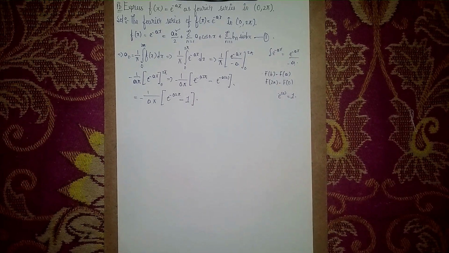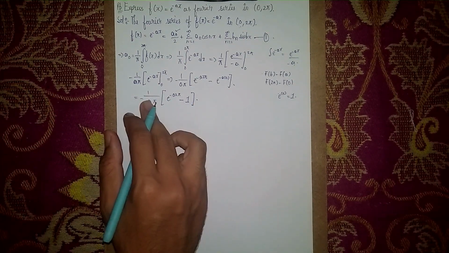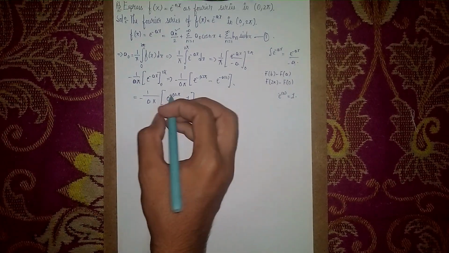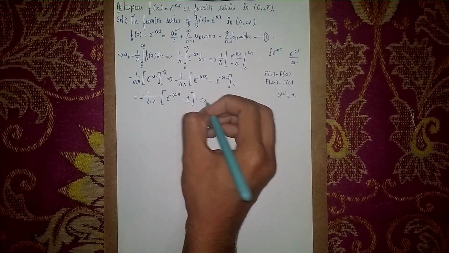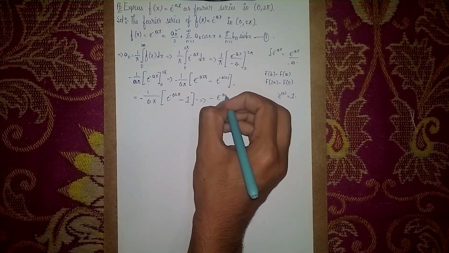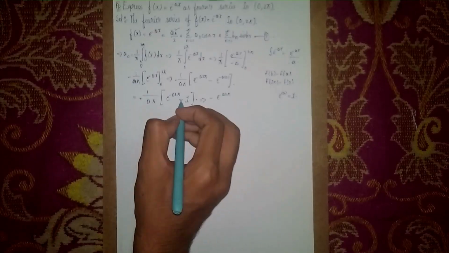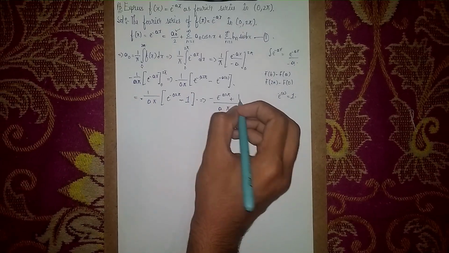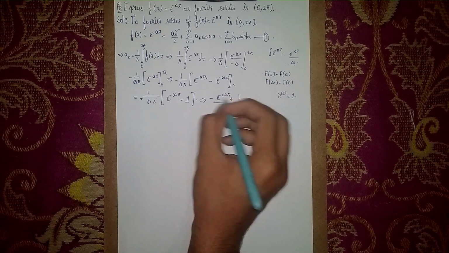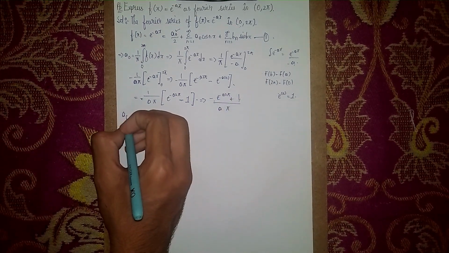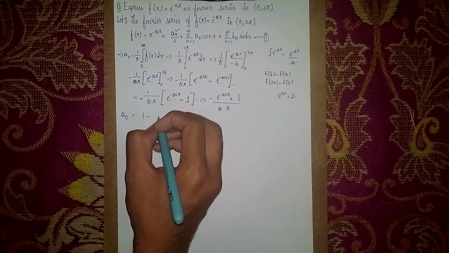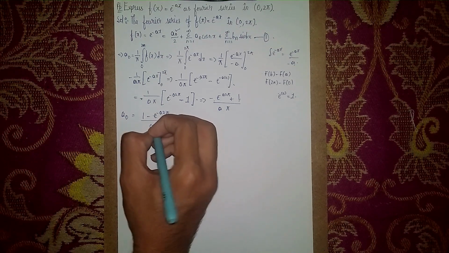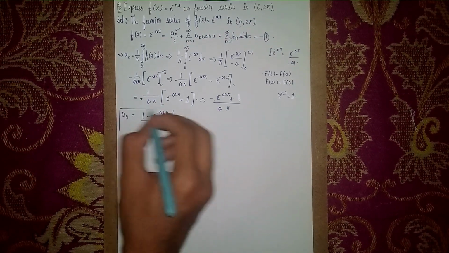Now you send this into the denominator. So it becomes minus e power minus a 2 pi, minus 1, and the minus into minus becomes plus 1 by a pi. We take the positive term first, then the negative term, so our a naught is equal to 1 minus e power minus a 2 pi by a pi. We completed a naught; we have only found a naught.